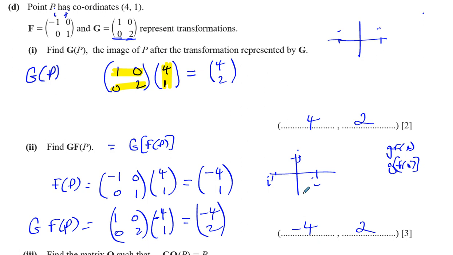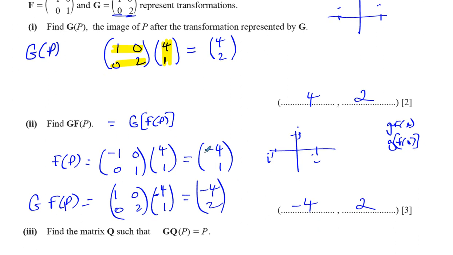Well, that's a reflection in the y-axis. See, reflection in the y-axis, and that's exactly what's happened. Between here and here, it's reflected in the y-axis. That's what your matrix does: between here and here, 4, 1 and minus 4, 1 is reflected in the y-axis. Okay, so that's G f of p.